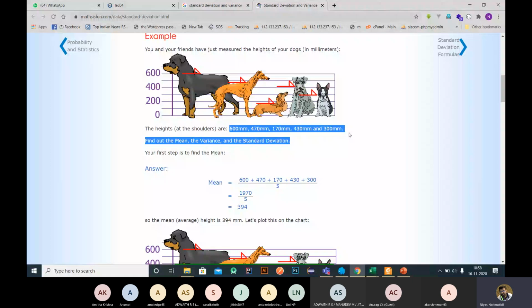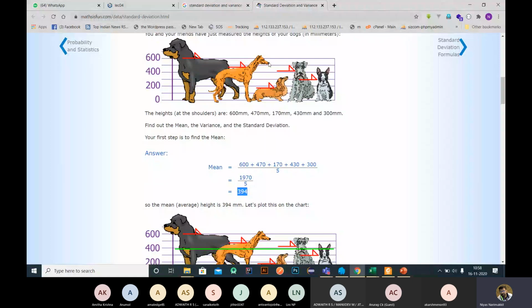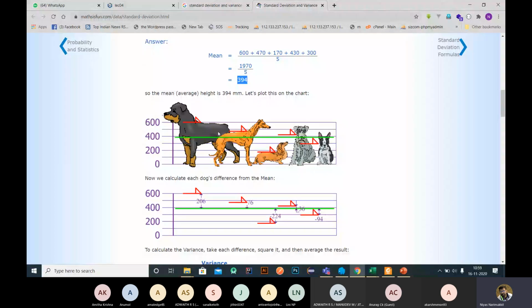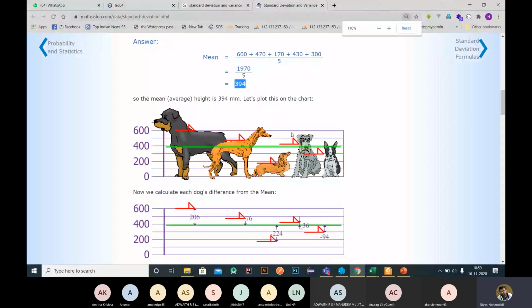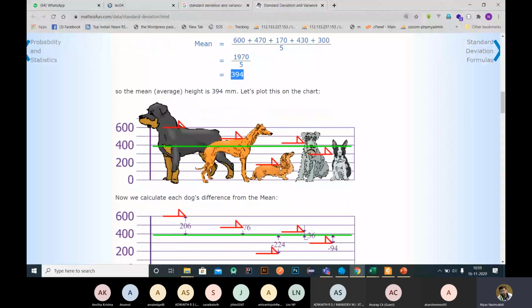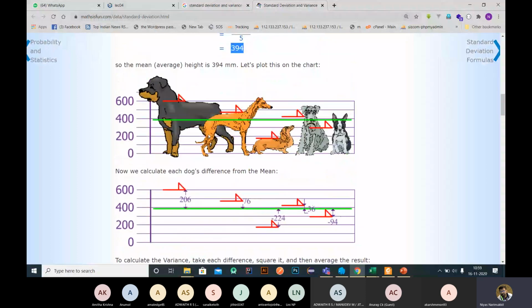Here you can see the height is labeled with a red mark for each dog. We find the mean, and that mean is represented with this green line. So the mean is 394, which is close to 400. So the green line is close to 400. This is the mean, and these are all the heights.